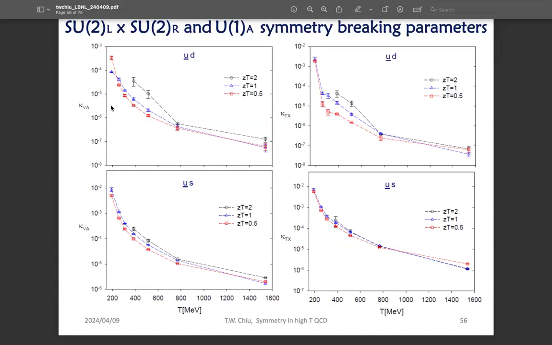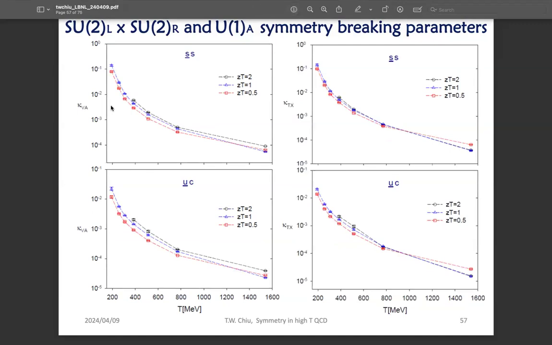So you can see that for the V8, the SU2 cross U2 is chiral symmetry, and also for the U1 chiral symmetry. And then you can see it's getting smaller and smaller, 10 to the minus 7, at the highest temperature. And so is the US and US. It depends on which chiral symmetry you want. Then you get the temperature.